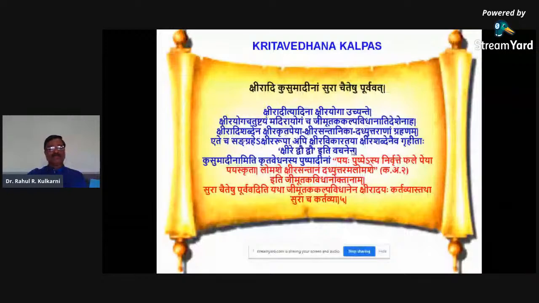Then it starts with the Kshira Kalpas. Just in the very beginning, in the 2nd chapter on Jimutaka, I said how the Kshiras are prepared from the Pushpa and Phalas. Similarly, the same thing has to be considered here. Kshiradi Kusumadinam Sura Cheteshu Purovat, meaning as it has been said in Jimutaka Kalpadhyaya, similar procedures have to be adopted.